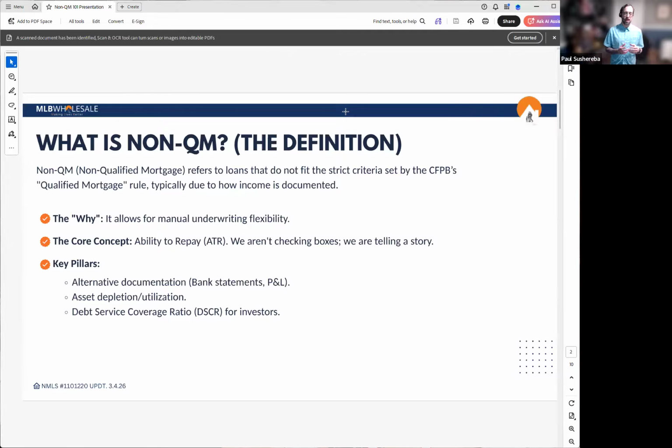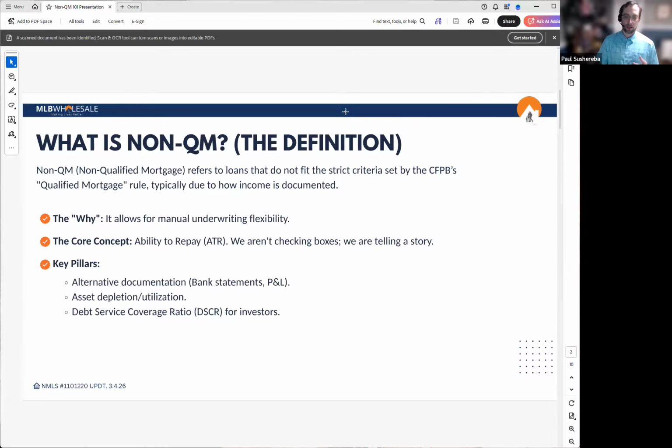It allows us to have manual underwriting flexibility. So every loan in the non-QM space is 100% manually underwritten. Sounds like a pain. It does take a little bit longer to get through underwriting, which is why non-QM turn times can be a little bit longer, but it gives us the ability to tell the story. It gives the underwriter the ability they had pre-2008 to go in and make a loan make sense, that the AUS cannot decision correctly because it can't make subjective decisions.